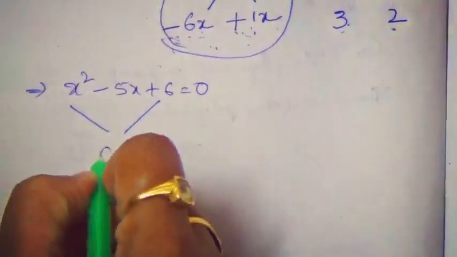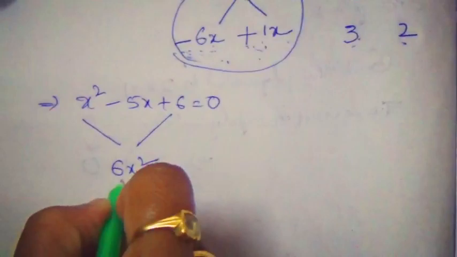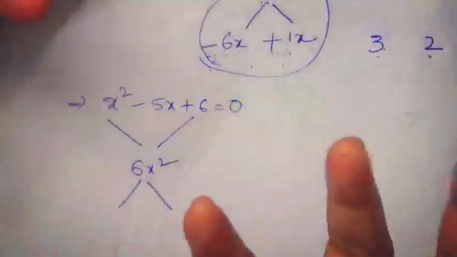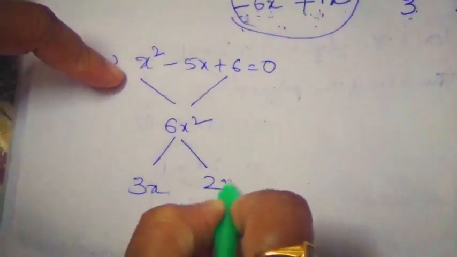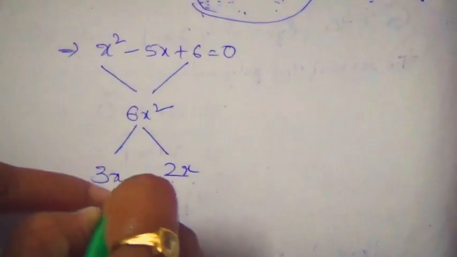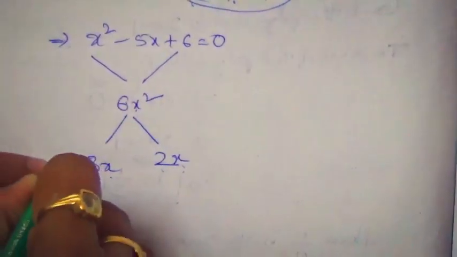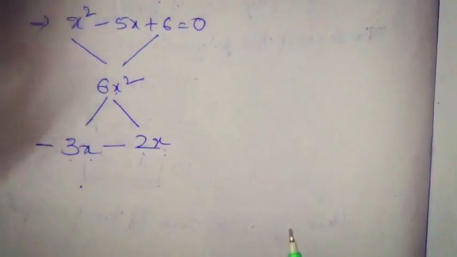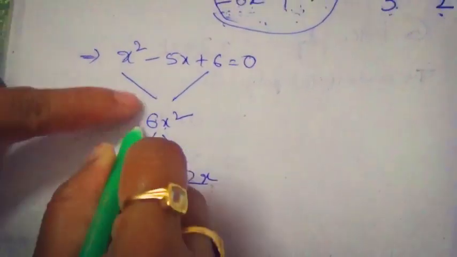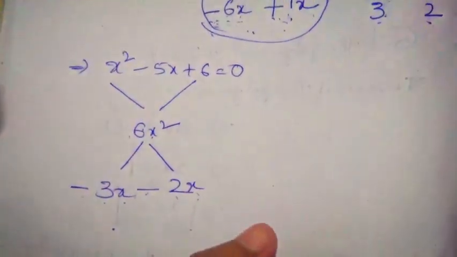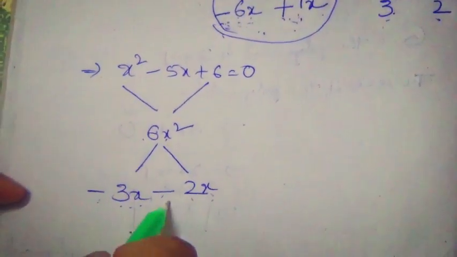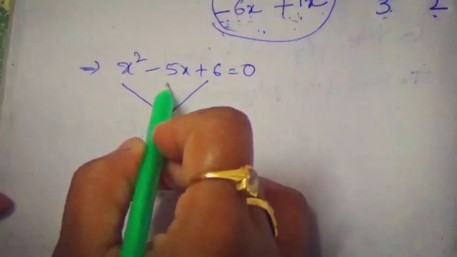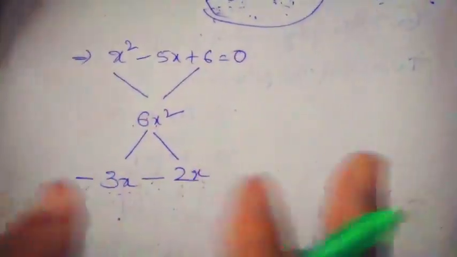So 6 into x square, 6x square, and 6 ones I am not taking. What do we have to take? 3 2's. X into x. Okay, 3 2 6, x into x, x square. So I want to keep minus on both. Why? Because minus of minus is plus. Okay, multiplication. So for addition, when you add minus 3x and minus 2x, you will get minus 5x. Yes, it is now perfect.